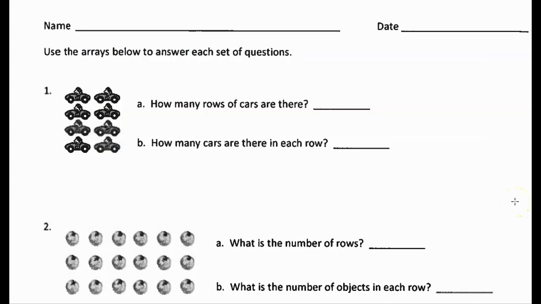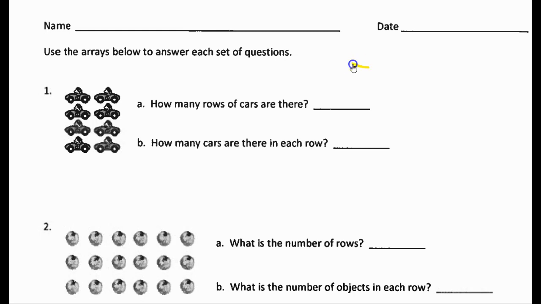Okay, guys. So this is page 5 in your multiplication packet. It says use the arrays below to answer the questions, each set of questions. So look at the cars. All right, look at number 1. How many rows of cars are there? Okay, I didn't say how many total. They said how many rows. How many rows? Just tell me.